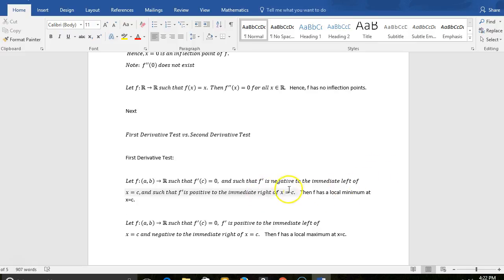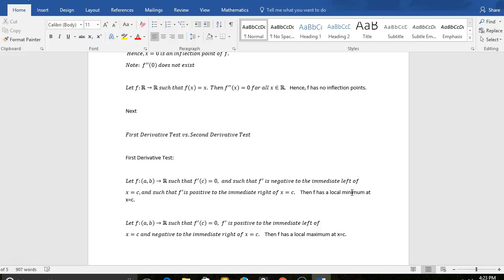To the immediate... think about the origin. At the origin, we have a local minimum. To the immediate left of the origin, our tangent lines have negative slope. And to the immediate right of the origin, our tangent lines have positive slope. I'm talking about, again, our old buddy, the classic parabola. And our minimum is, naturally, the origin.